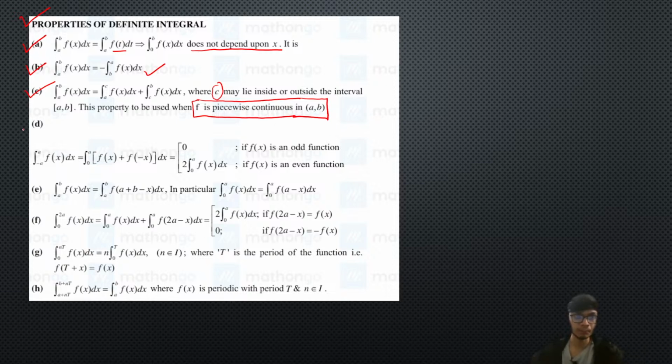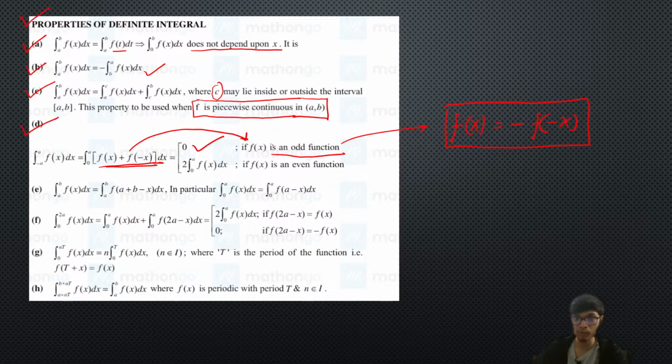Is it fine? The next property we're going to talk about is very crucial and important: the symmetric property. For a given function f of x, the integral of f of x dx from minus a to a is equal to the integral from 0 to a of f of x plus f of minus x. The importance here is that when f of x is an odd function, so f of minus x is equal to minus f of x, this summation is going to be equal to 0.